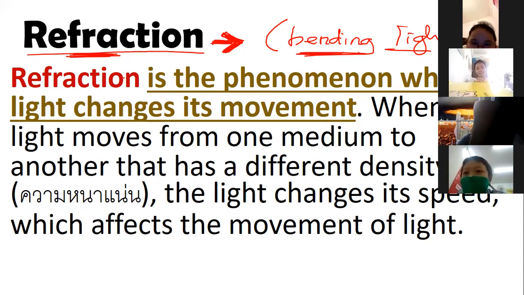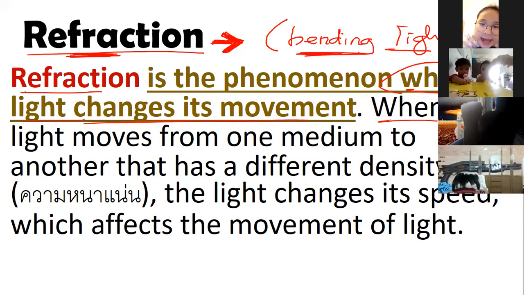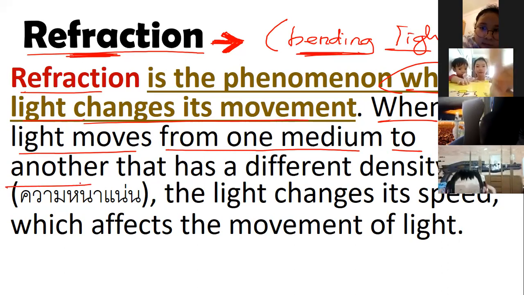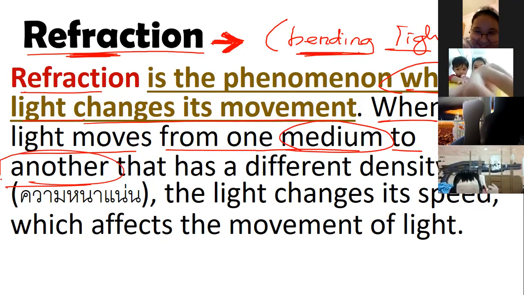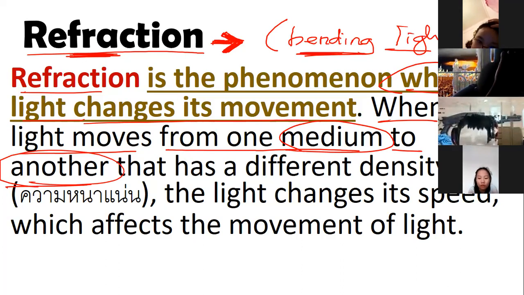Okay, bending. So refraction is the phenomenon where light changes its movement from a straight line, and then it hits an object, and then it will refract. The light will bend when light moves from one medium to another, meaning there are two mediums here, one and another. Remember your mediums: transparent, translucent, and opaque, right?